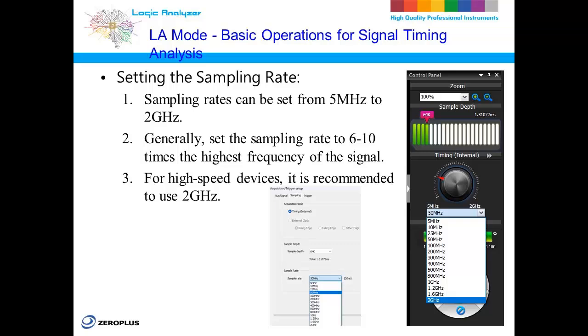When testing signals with very high frequencies, especially with digital communication interfaces like eMMC HS400, we recommend using a 2 GHz sampling rate. High-frequency signals change very quickly, and a higher sampling rate is needed to capture more waveform details, preventing distortion or loss of critical information.